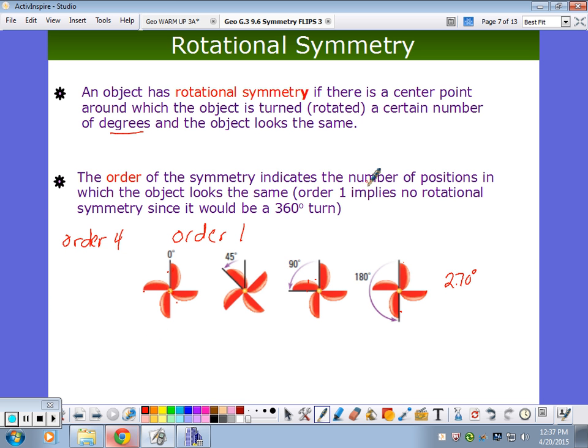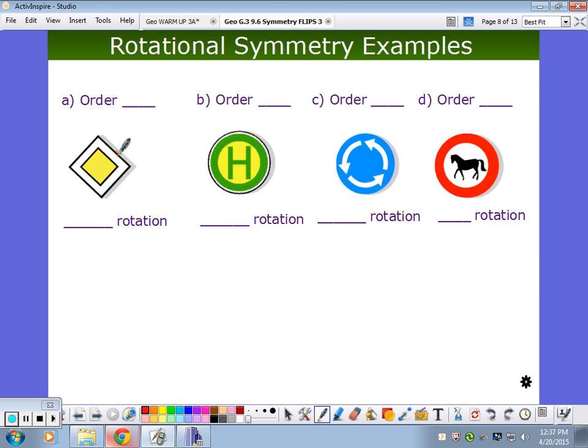So when I talk about the degree positions, for this one, it's the same if I rotate it 90 degrees. It's the same if I rotate it 180 degrees. And it's the same if I rotate it 270 degrees. Now it is the same if I rotate it 360, but that is the same thing that I'm starting with, so I don't want to count that again. So at 0, we always know 0 works. What are the other ones? 90, 180, 270. So let's look at some other examples here.